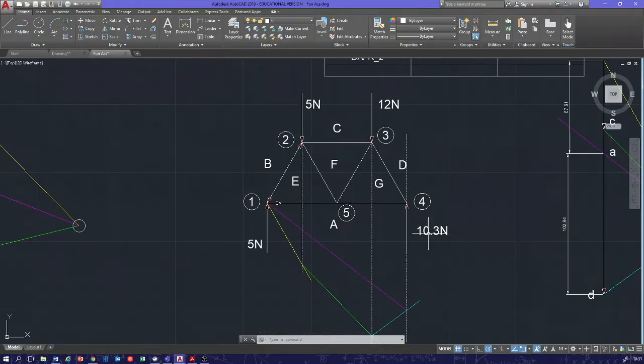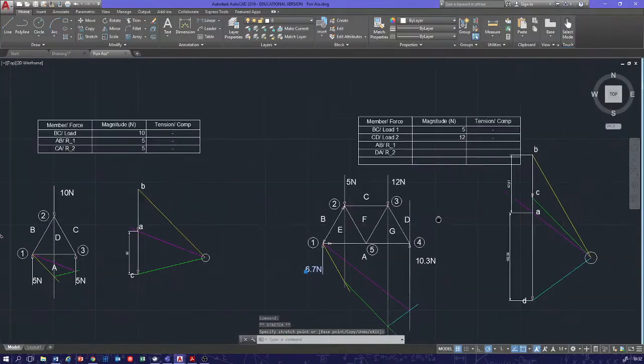Let's see, we need to get to 17, don't we? 17 minus 10.3 would be 6.7 newtons. Okay, so obviously we've got a bit of a rounding error there, but we could be more accurate if we wanted, couldn't we? Okay, so we've got our reaction forces.